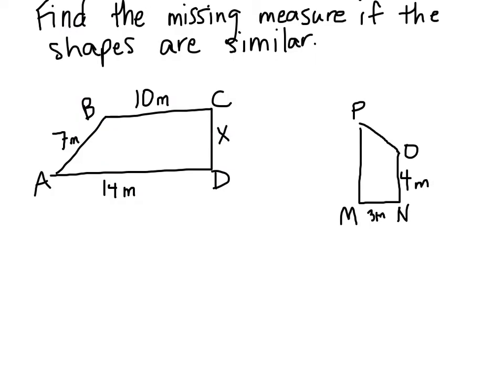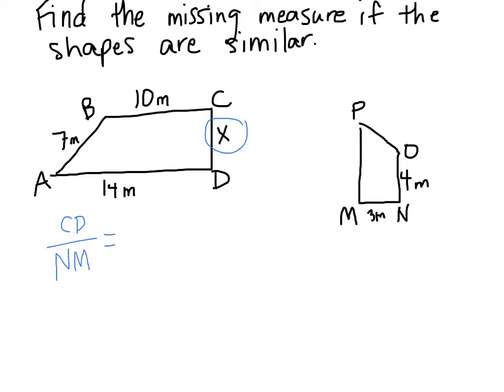Find the missing measure if the shapes are similar. Alright, so I've got two similar shapes here. The first thing I want to do is identify what side am I looking for. And I'm looking for CD. And then I need to decide which side is corresponding with CD. And so if I look at these shapes, I'm going to have to kind of tip this shape up in order to look like this one. And so CD is corresponding with NM.